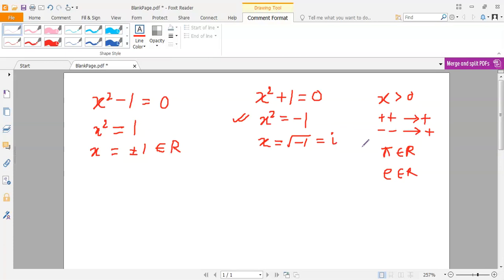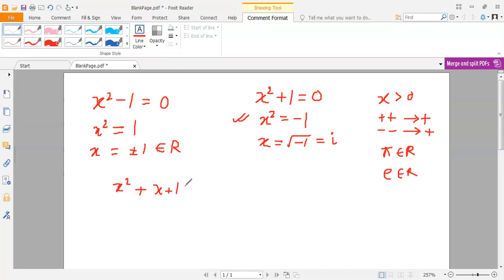Now, does this concept of imaginary number stop right here? Can we expand the concept into broader perspectives? Sure. Let's say I take an equation, again, an easier one, but let's say it's a little bit complicated. So let's take the equation x square plus x plus 1.